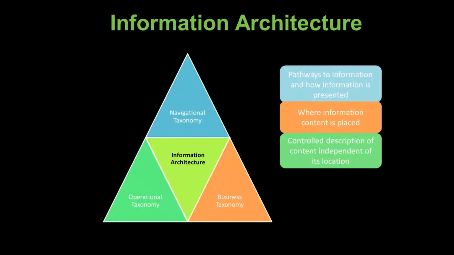So we can certainly use the navigational taxonomy to deliver an information presentation layer that is really independent of where information actually lives. This is the first dimension in our information architecture layer. The second dimension is what we call the operational taxonomy. Now the operational taxonomy is really geared around where information content is placed.